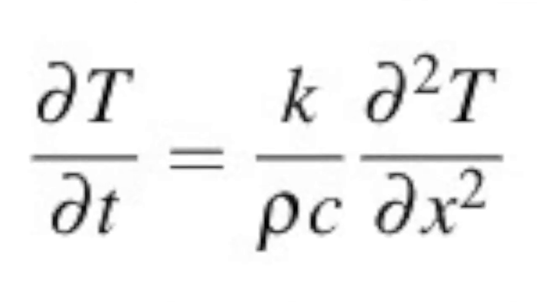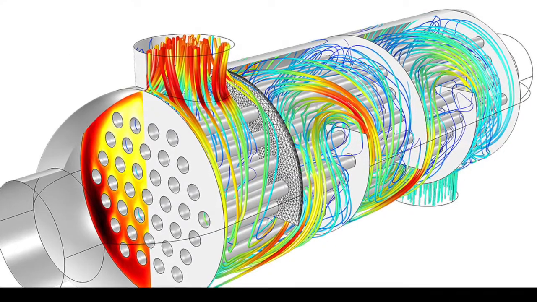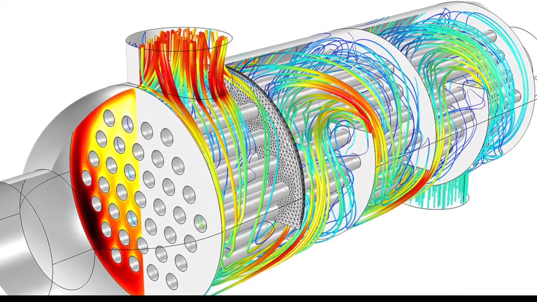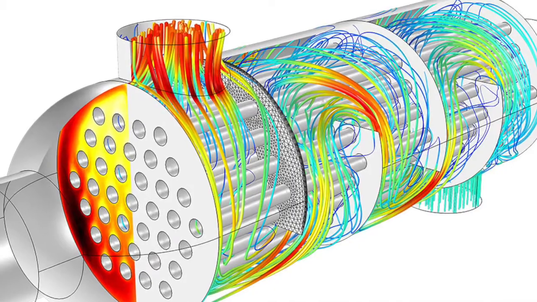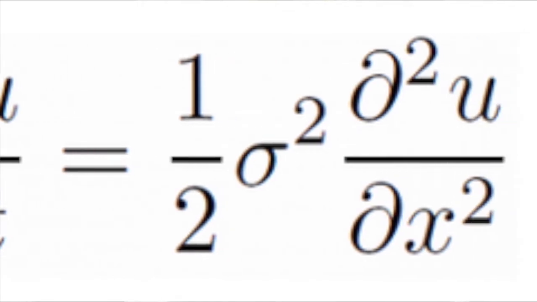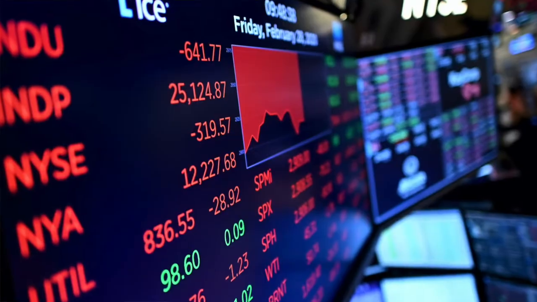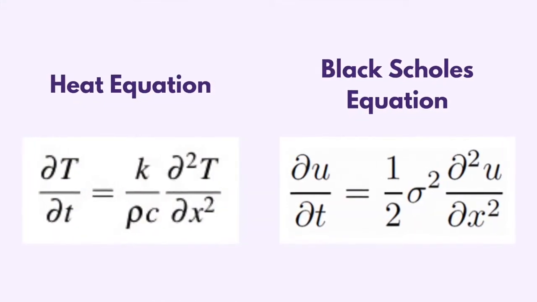A few examples include the heat equation, which can be used in various settings, such as this heat exchanger typically used in food manufacturing to condense liquids such as milk or whey. Another example is the Black-Scholes equation, which is used to analyze financial markets. Did you notice any similarities? They're essentially the same equation. That is the true power of differential equations.